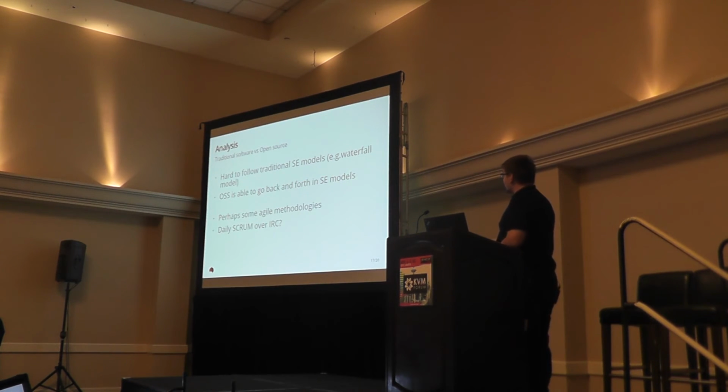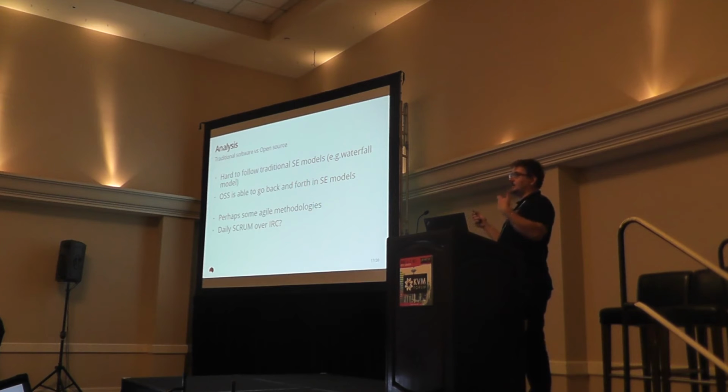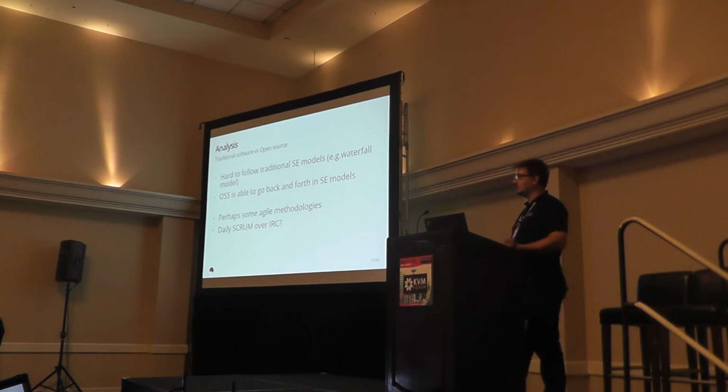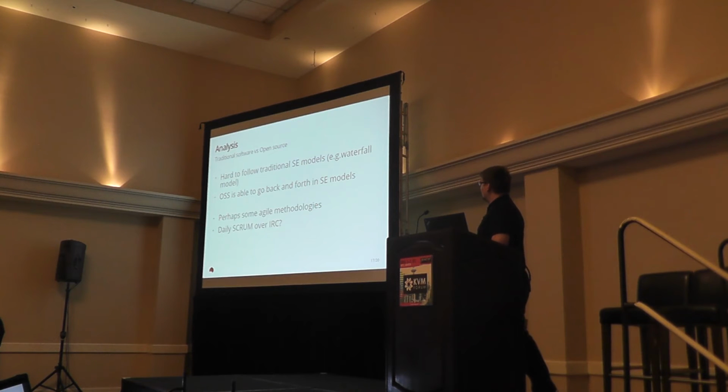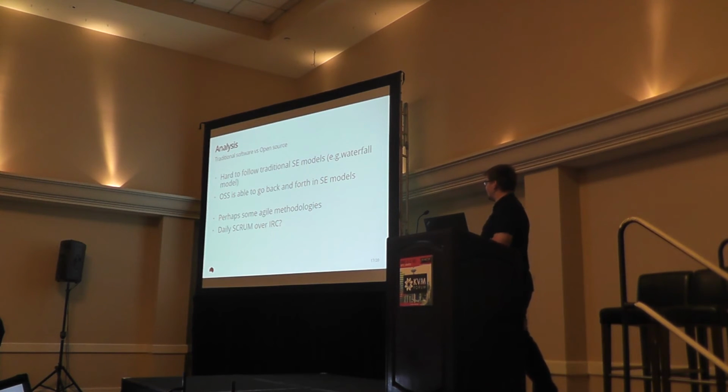And moreover, open source software is able to go back and forth in these models because, for instance, if it turns out during the testing phase that something is broken or some API is badly designed, you can go back into the design phase or into the analysis phase and redo things.